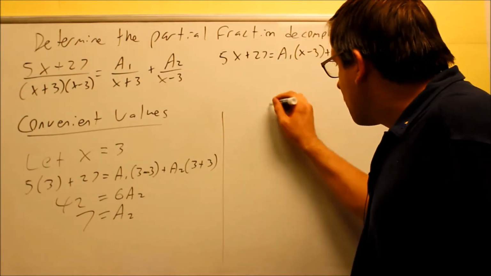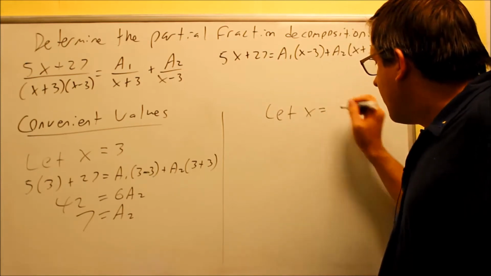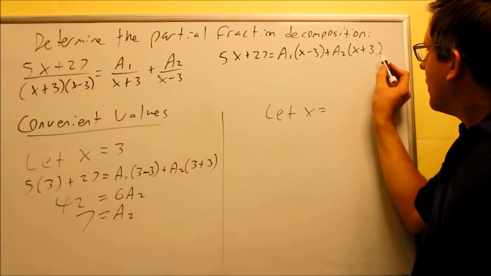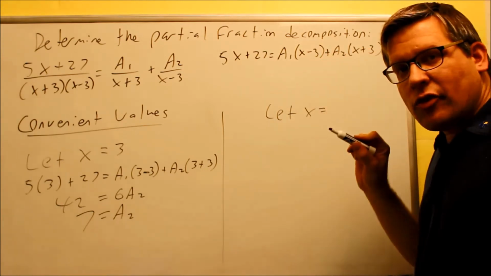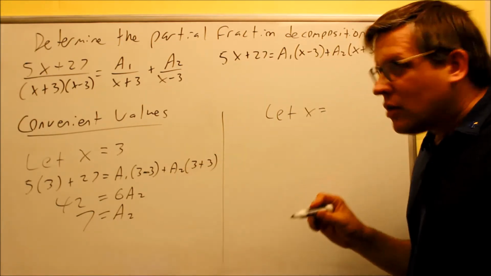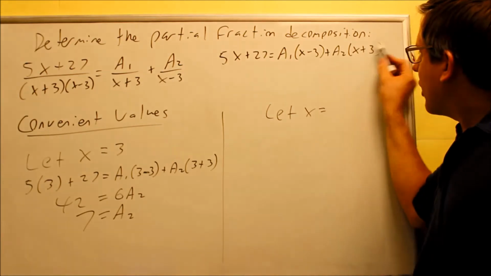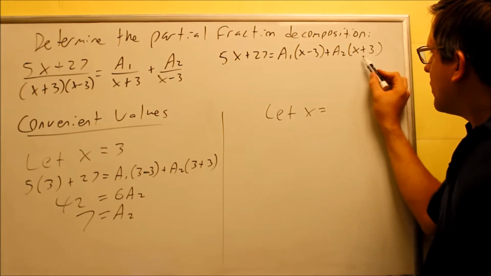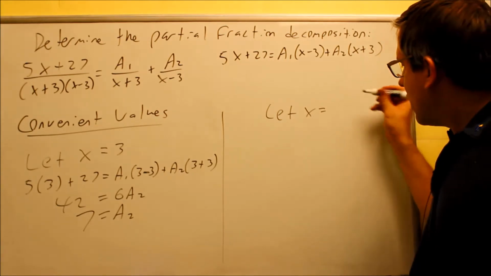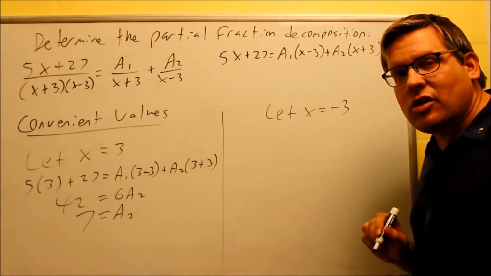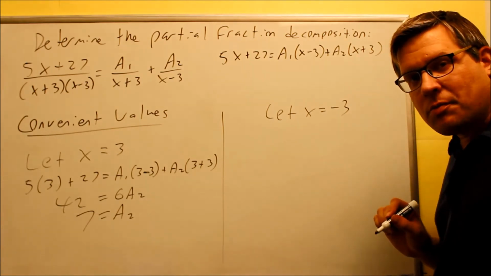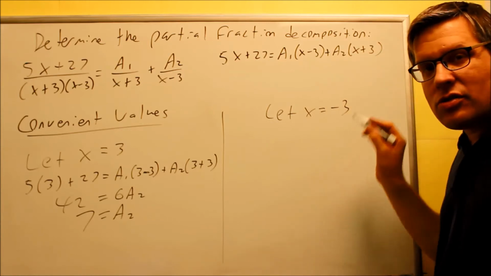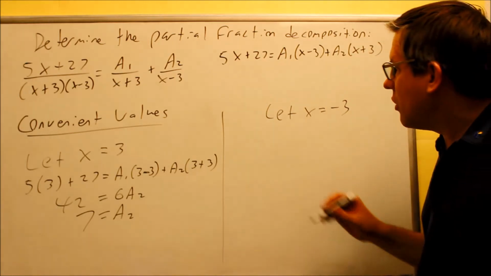Now we'll pick another value for x. Again, I can pick whatever I want, but purposely I want to pick something that will allow me to cancel out the other variable. I've already solved for a2, so now I want to solve for a1. If I could cancel out this term now, that would be good. What makes this part 0 is negative 3. So that's the next value I'm going to pick. That's my next convenient value. I want x to be equal to negative 3. I'll put negative 3 into both sides of the equation. That'll allow me to cancel out the a2, and then a1 is the last one I want to solve for.